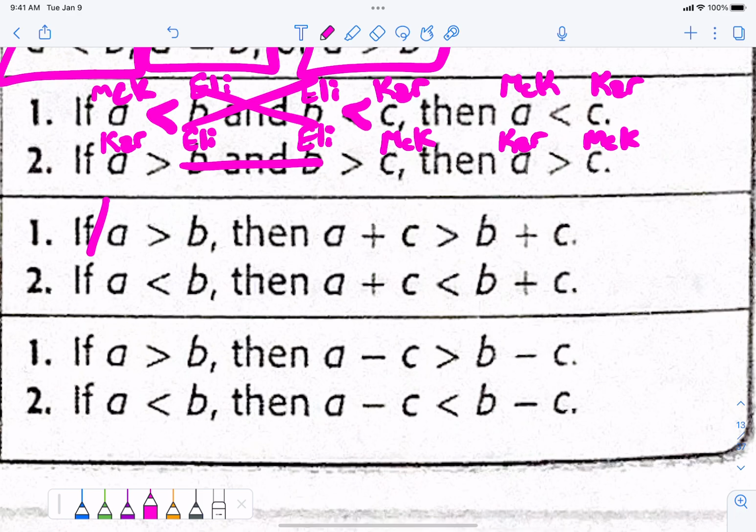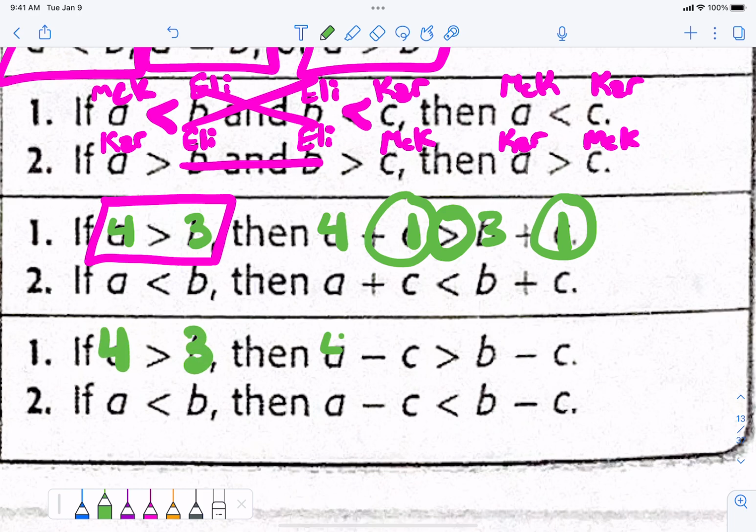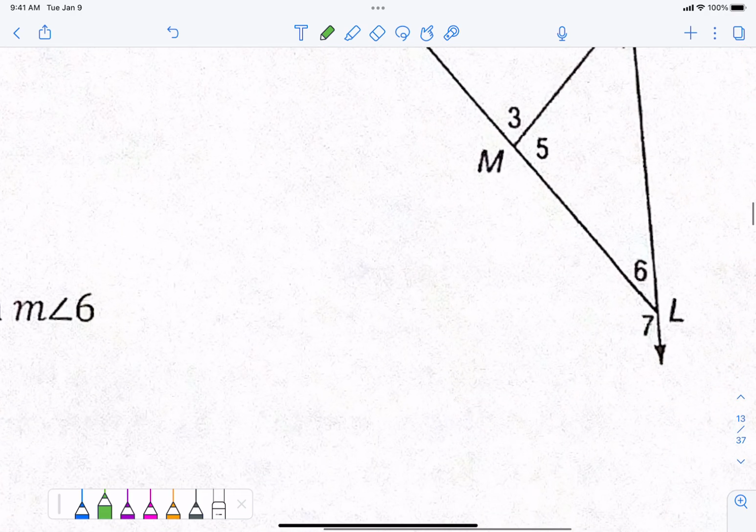Okay, couple more things. We have addition. So if A is bigger than B, I'm going to put numbers in here. Let's say the number 4 is bigger than the number 3. Agreed? If I add 1 to both sides, 4 plus 1 will be bigger than 3 plus 1, right? Because I added the same number to both sides, this inequality symbol stayed the same. Same thing if I go 4 is greater than 3 and I subtract 1. 4 minus 1 will be greater than 3 minus 1, right? As long as I do it to both sides, it stays the same relationship. So these are some things that you can do with inequalities. Okay, all right, let's go down and let's solve a problem right here.